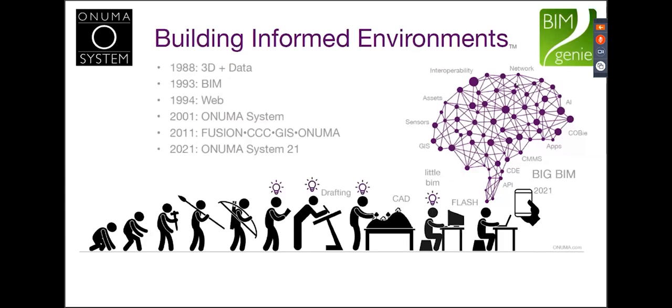So we're calling it Building Informed Environments, and this is the launch of our 2021 version of the ONUMA System. We started this journey in 1988 when we started using 3D and data, and we started with BIM in 93. Then we evolved quickly into developing our own software, our applications back then, to be able to connect to desktop BIM applications, and that is what generated the ONUMA System, which was initially meant for our own internal use, but then we opened it up to the industry due to requests from clients and colleagues, and it has been used for many different things internally, for example, with the California community colleges.